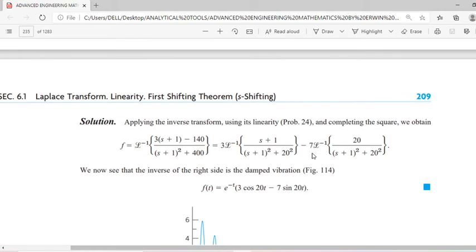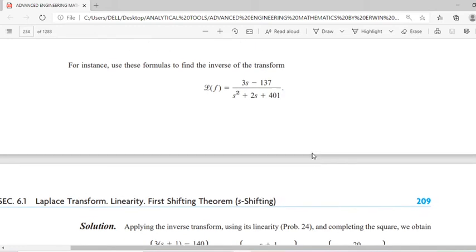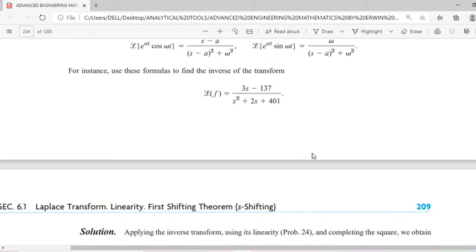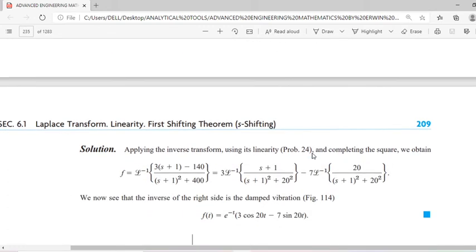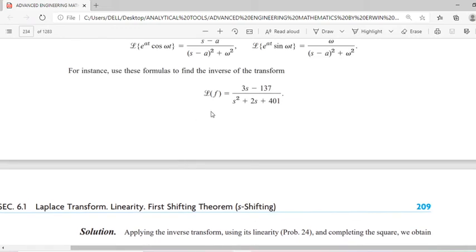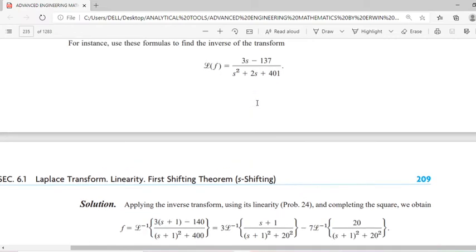So we can modify that equation. What is 3s minus 137? That can be written as 3 into s plus 1, because we know s square plus 2s plus 1.